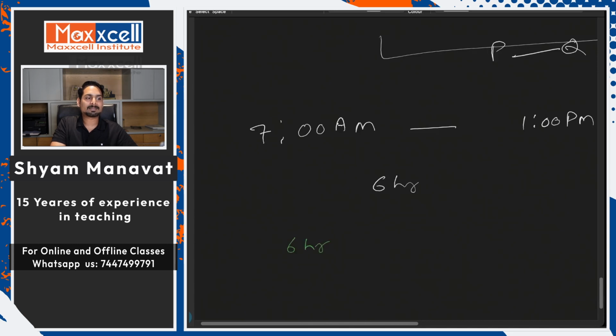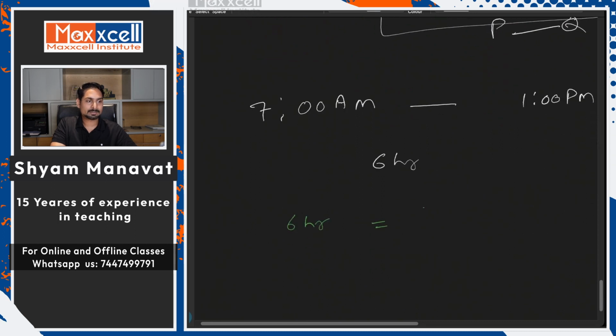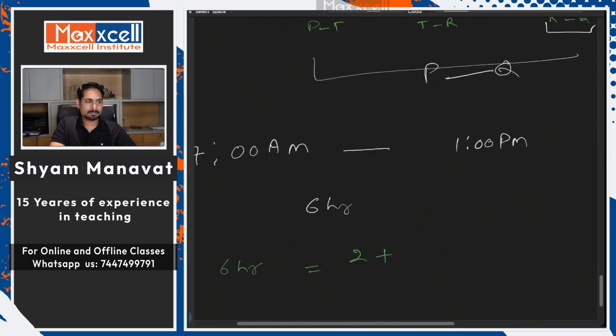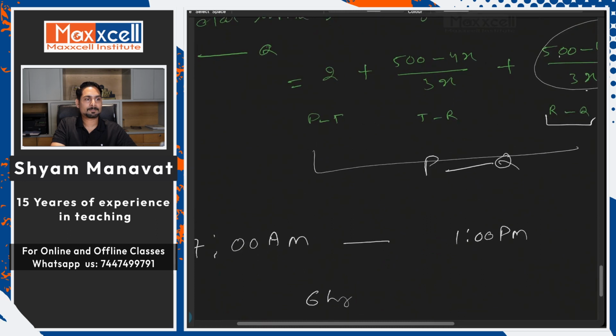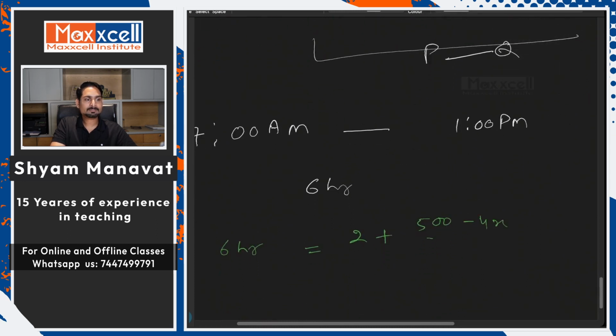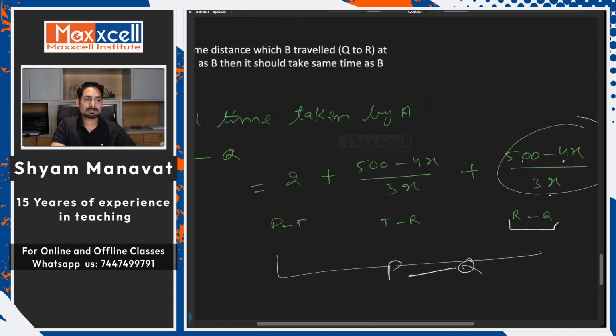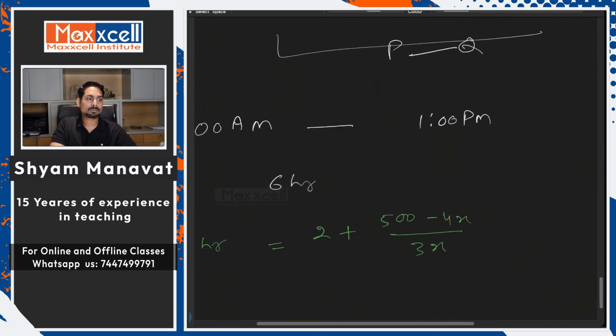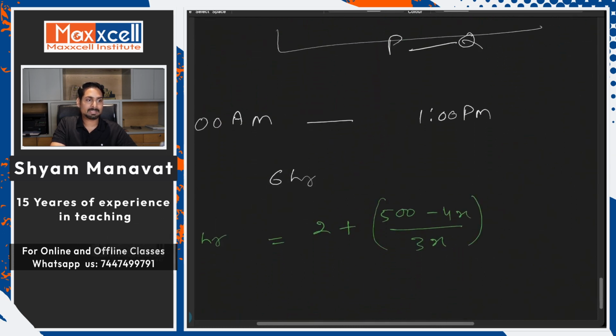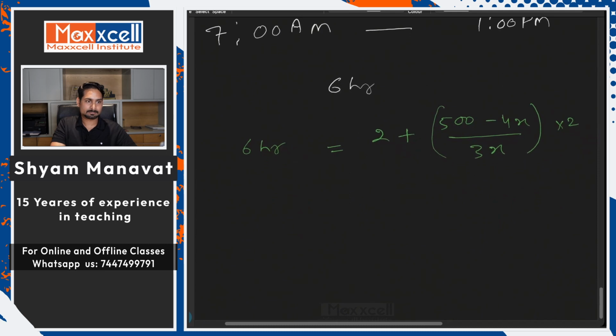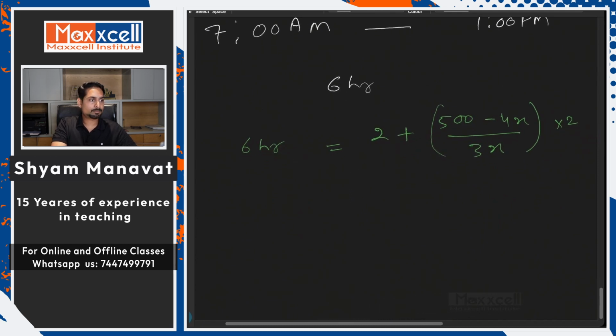That means the total time taken, in terms of number, is 6 hours. Total time taken by A from P to Q in terms of variables is 2 plus (500 minus 4x) by 3x plus the same expression here. So this plus that will be multiplied by 2, the same bracket repeating 2 times. You should be clear with this equation. Rewind this part and go through this again.